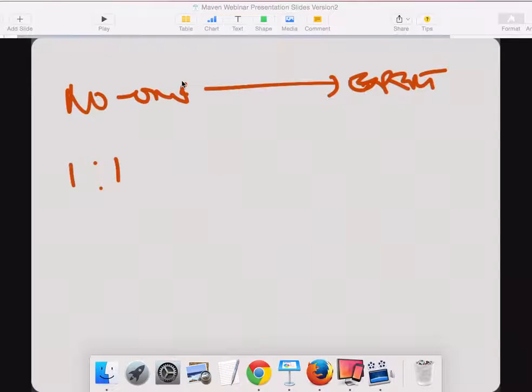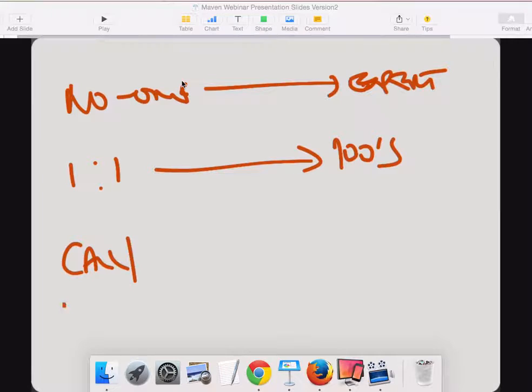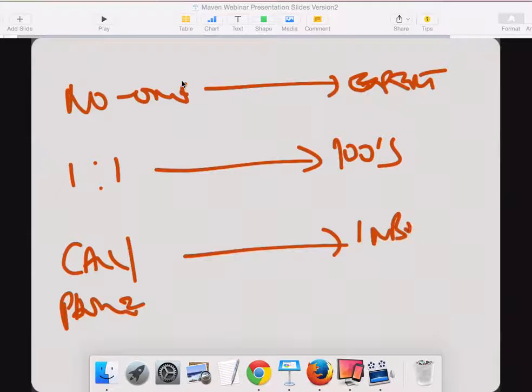Next, I want to focus on going from one-to-one to you speaking to hundreds of clients at a time. And next, I want to focus on you using the phone and calling to you getting inbound. Clients come to you. That's where you should be focusing.